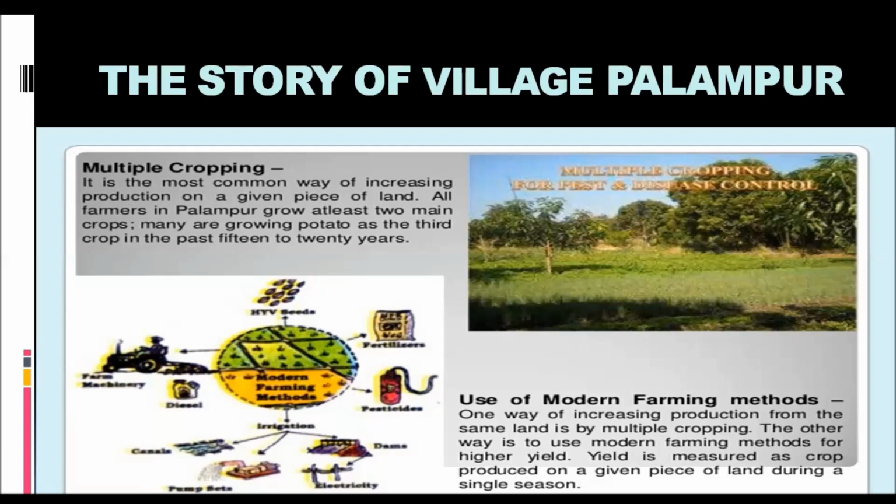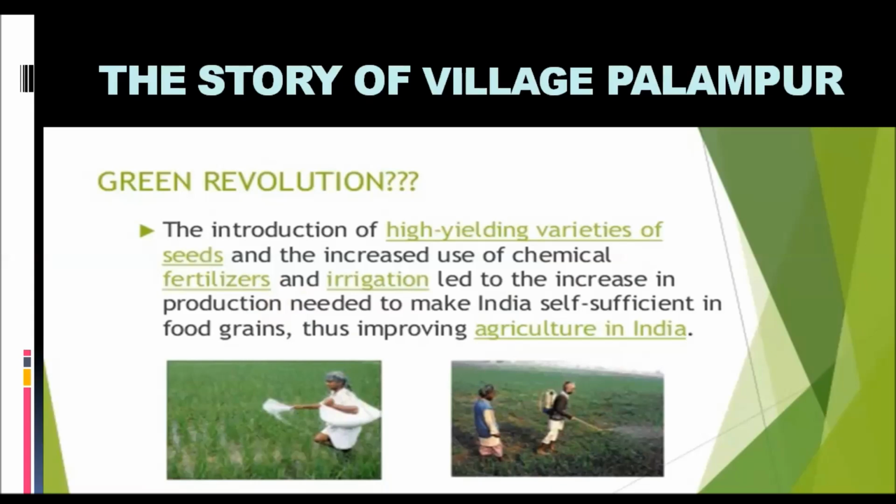Multiple cropping also leads to farmers growing more than two crops in a year, and the use of modern methods of farming also leads to more yield per hectare in Palampur. With the introduction of the green revolution, that is, the introduction of high yield variety of seeds and increased use of chemical fertilizers and irrigation, production increased, which was needed to make India self sufficient in food grains, thus improving agriculture in India.